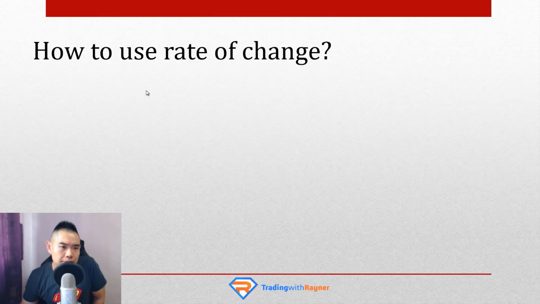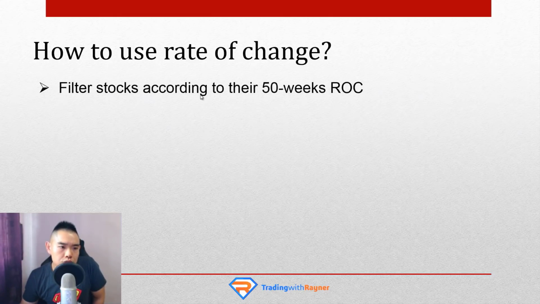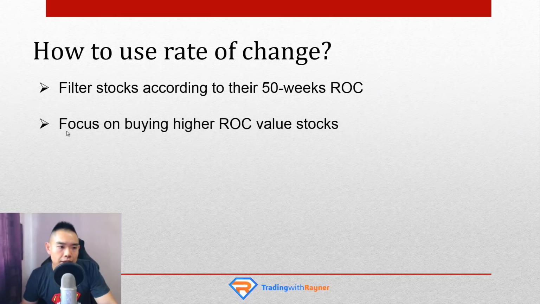And it's very simple. What you want to do is to filter stocks according to their 50 weeks rate of change. In essence, you want to filter stocks according to their 50 weeks ROC, and then focus on buying higher ROC value stocks. So for example, let me just share with you here.